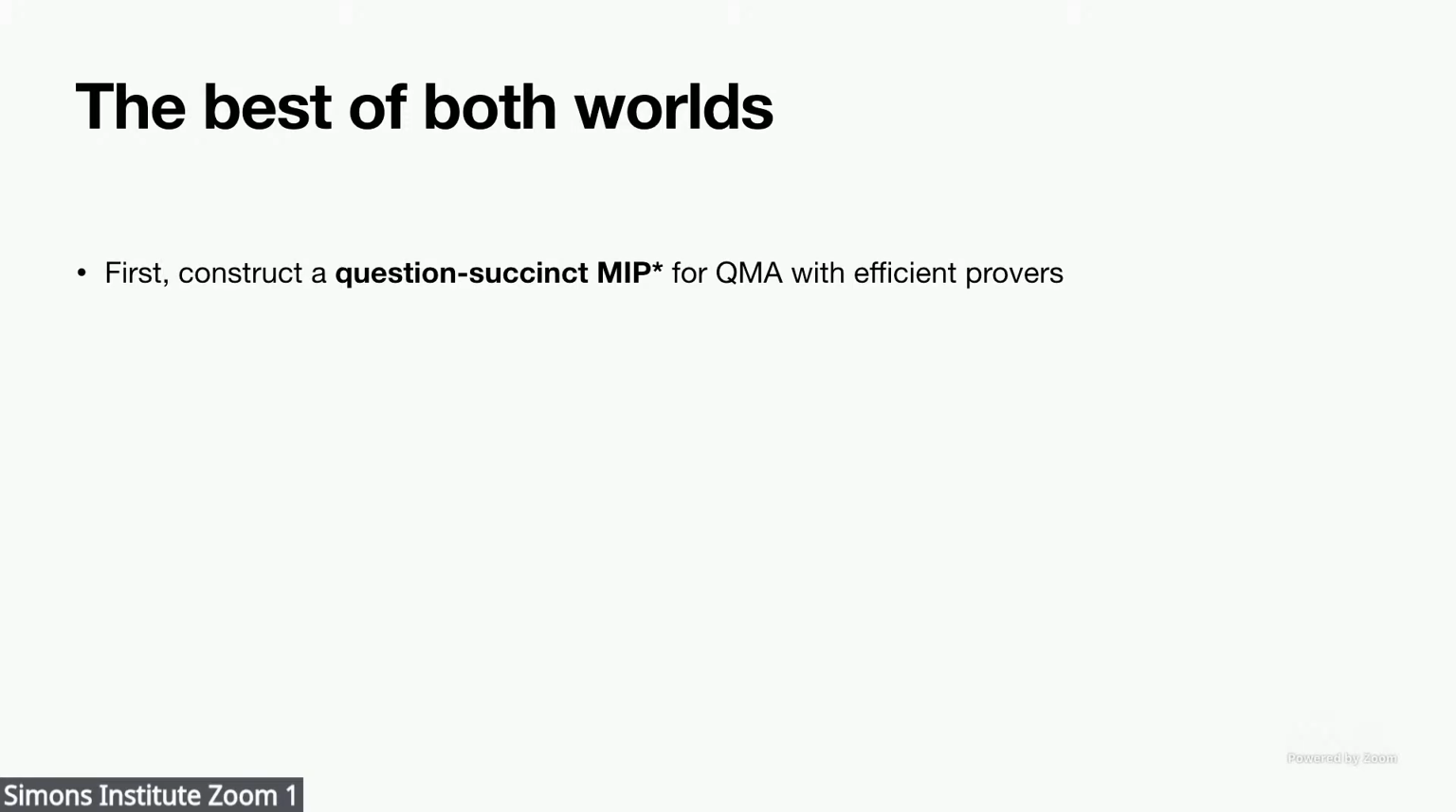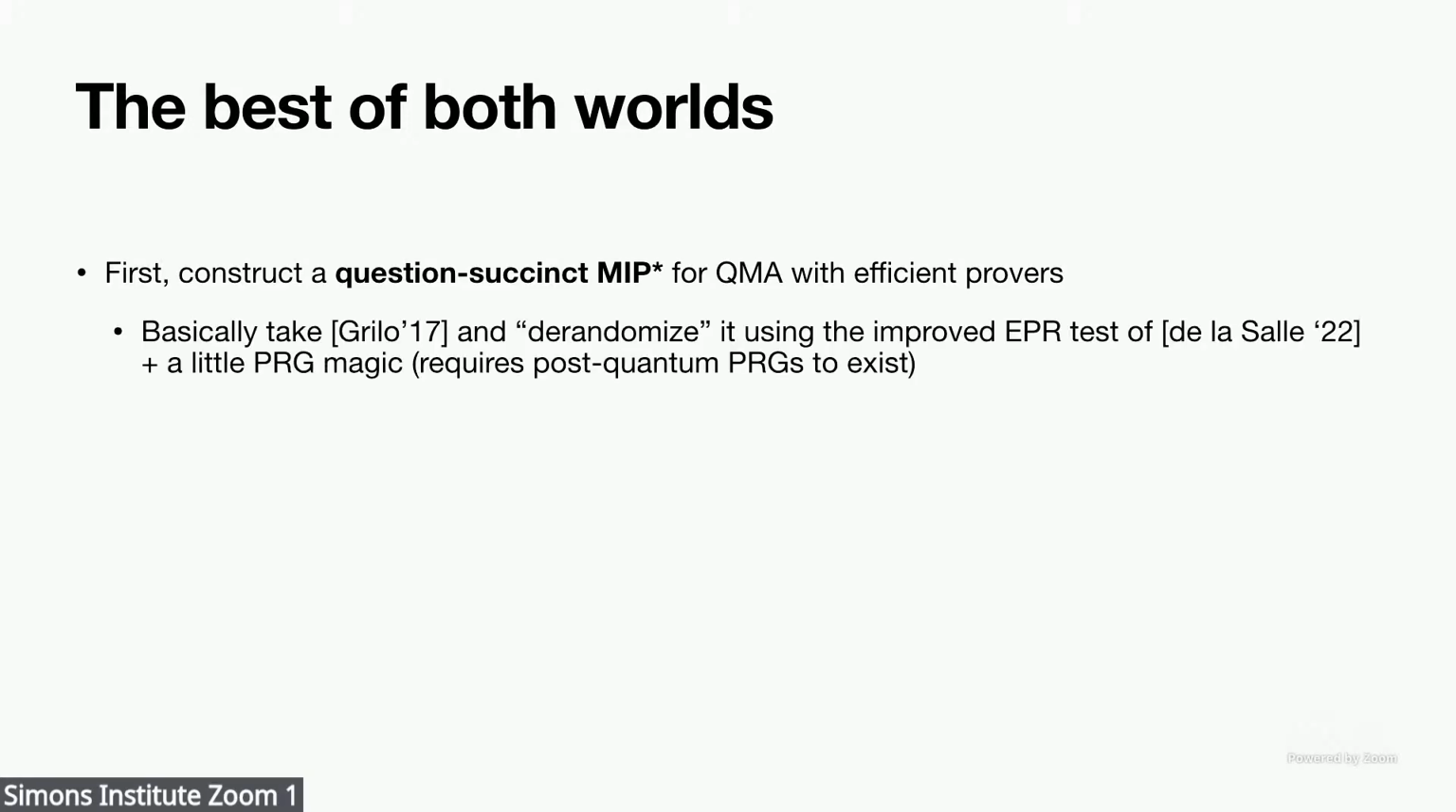So the first thing we're going to do is start in the MIP star world. We're going to construct a question succinct MIP star for QMA with efficient provers. So this thing will have long answers from the prover back to the verifier, but the challenges sent from the verifier to the prover will be short. So what do we do? We take the Grillo protocol, which naively doesn't have any sort of succinctness, and we upgrade the components a bit.